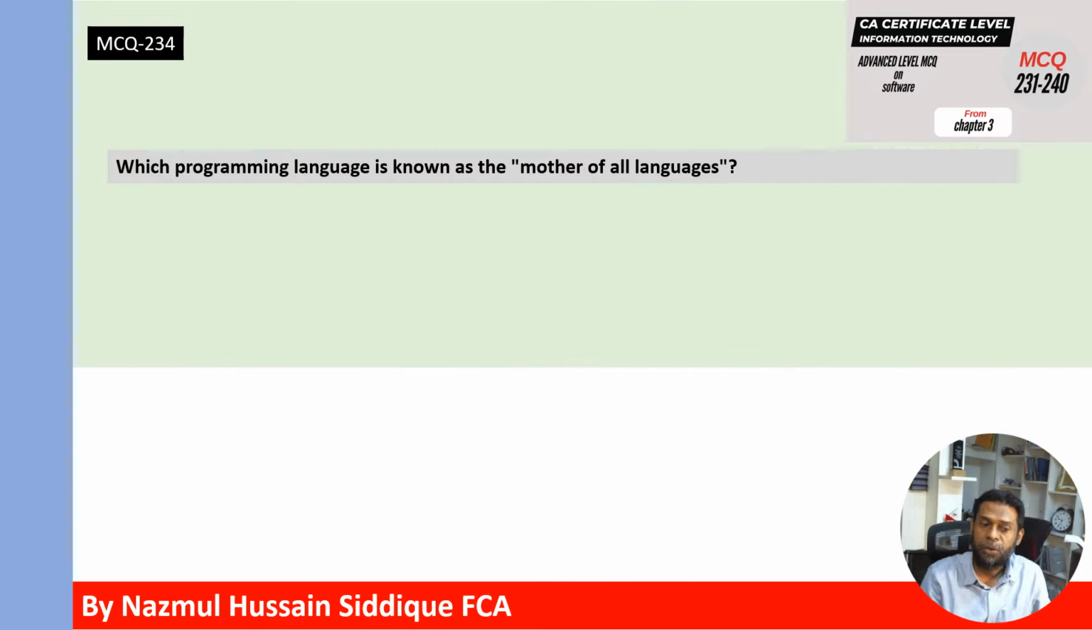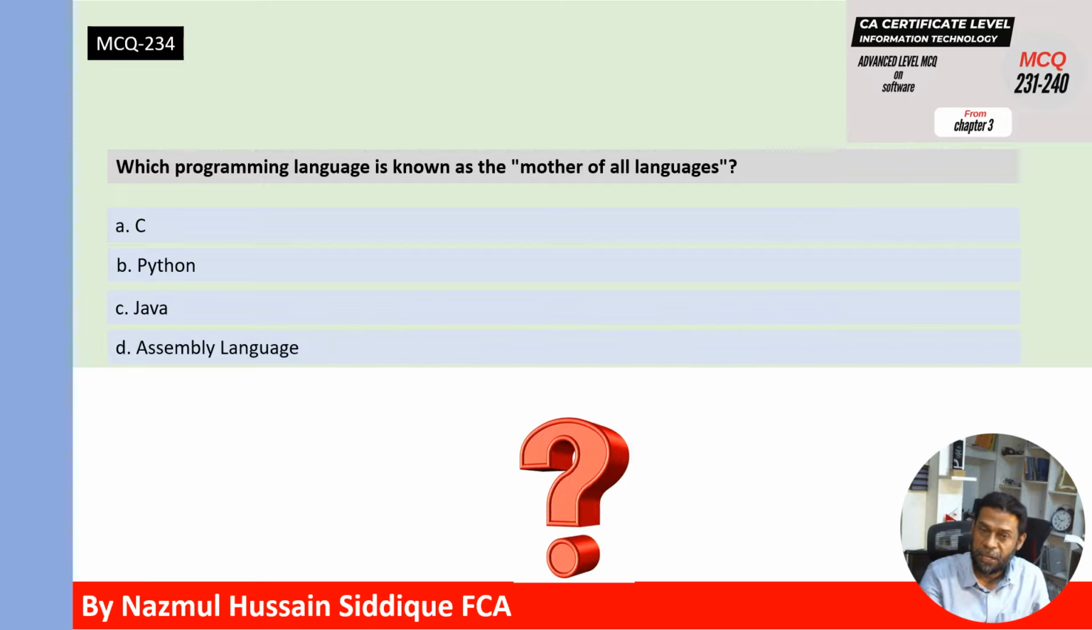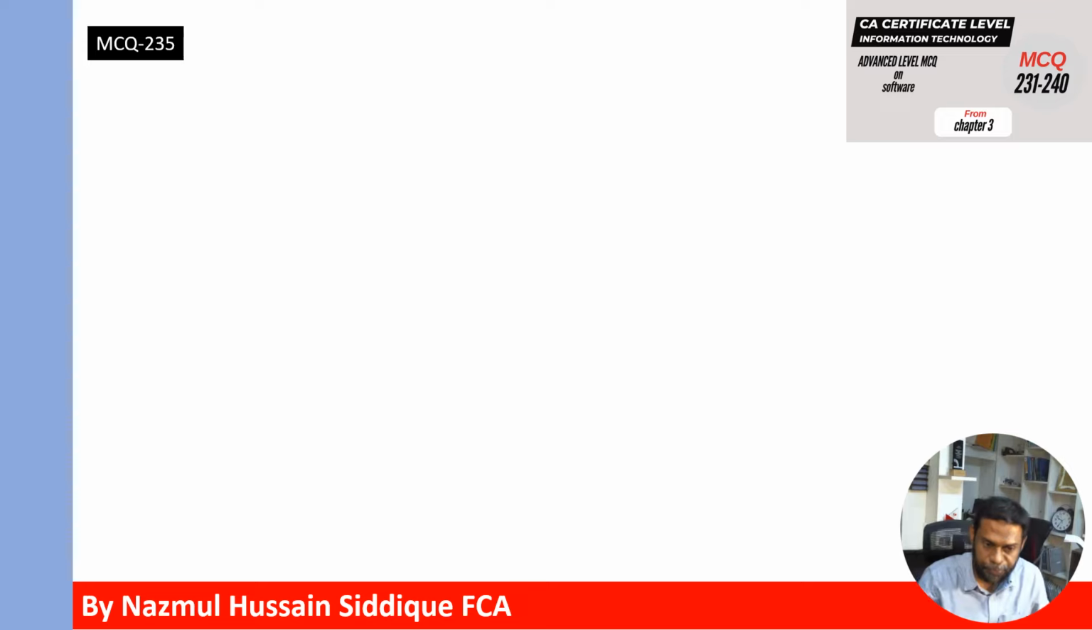Next question. Which programming language is known as the mother of all languages? Option A, C. Option B, Python. Option C, Java. Option D, assembly language. Which language is known as the mother of all languages? Option A, C language. C is the programming language which is known as the mother of all languages.